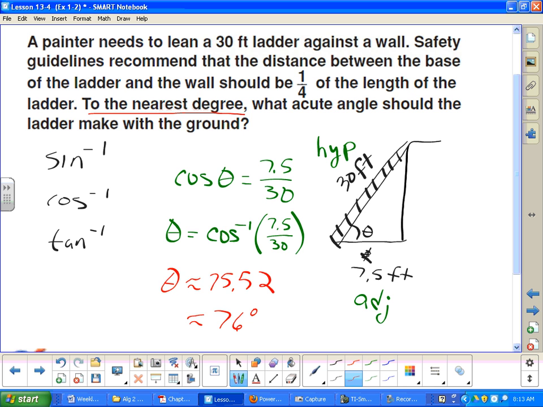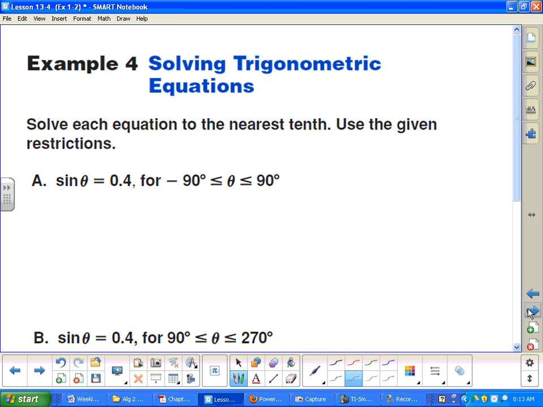Okay, let's do the last example. This problem gets a little bit harder. The first part, example A, isn't so bad. Example B gets a little bit tougher for people. Before we start doing it, I want to talk about reference angles, because we're going to use reference angles to help us in these problems.